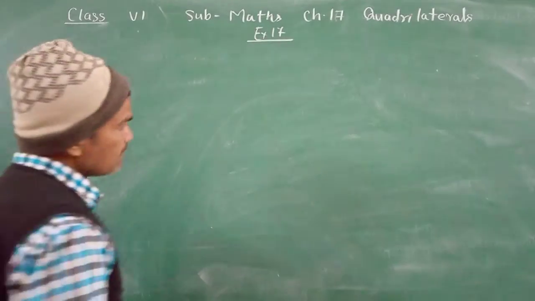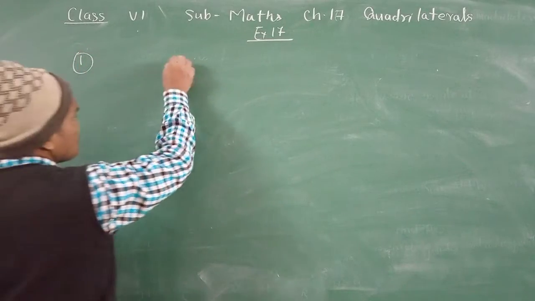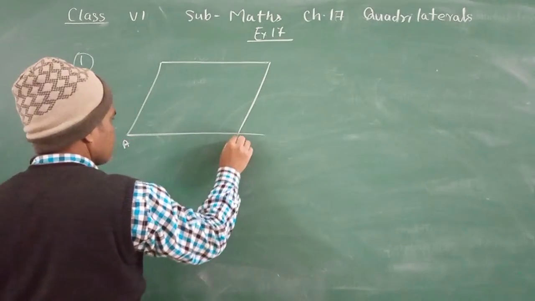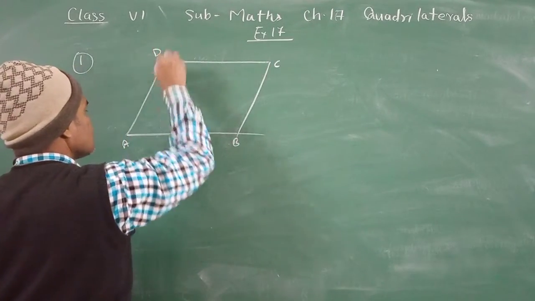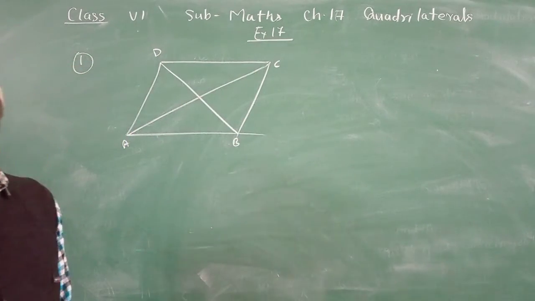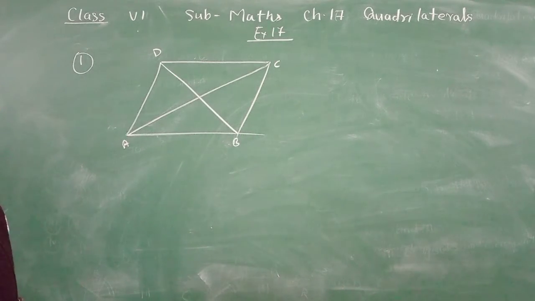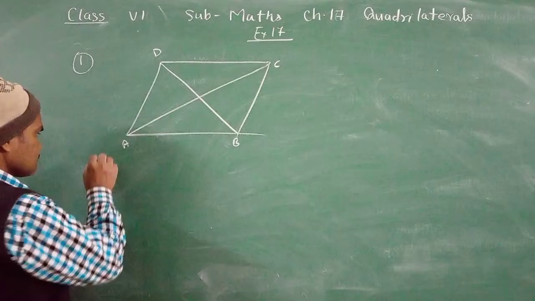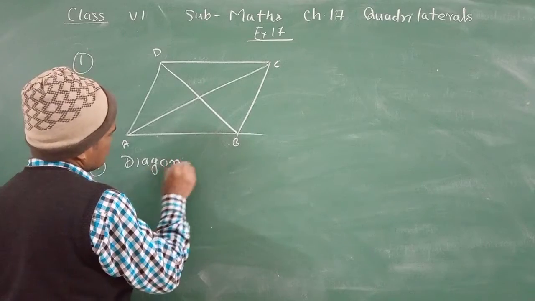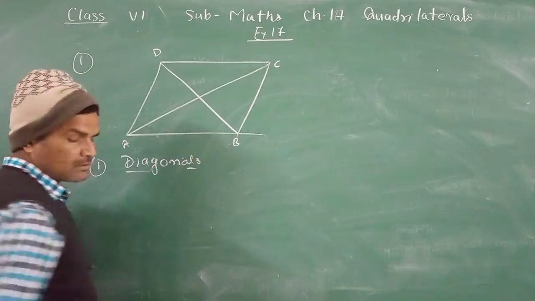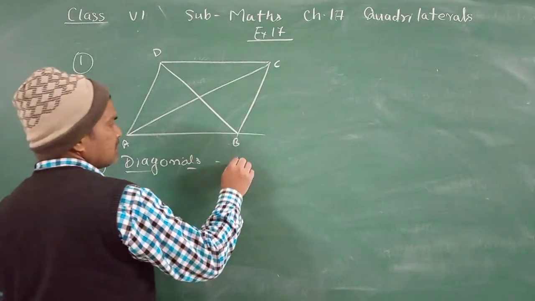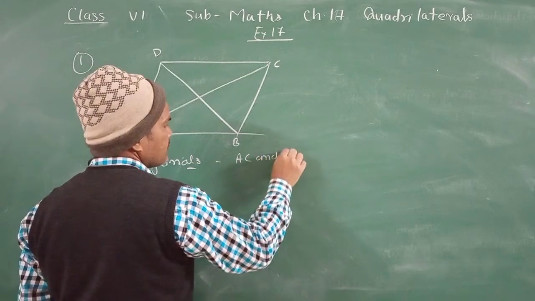A quadrilateral is given, A, B, C, D. What is the name of its diagonal? These are the diagonals, that is AC and BD.